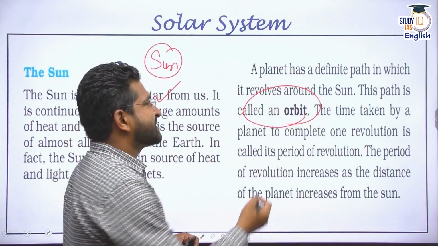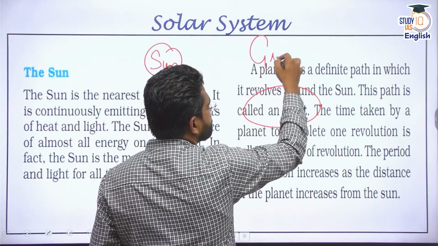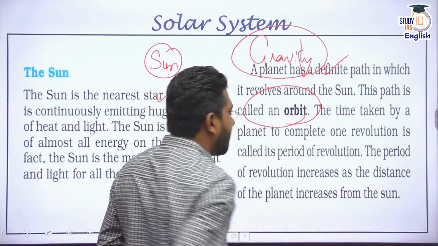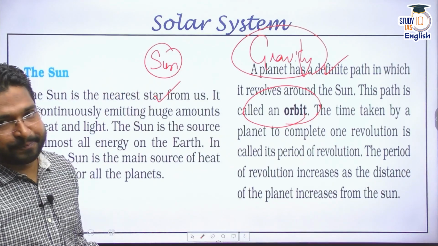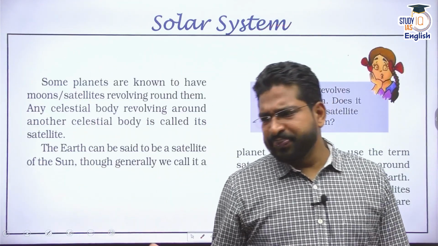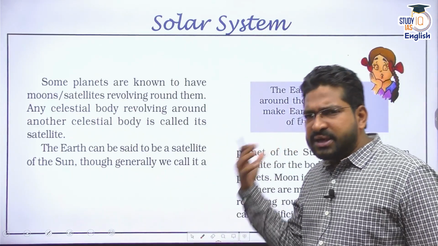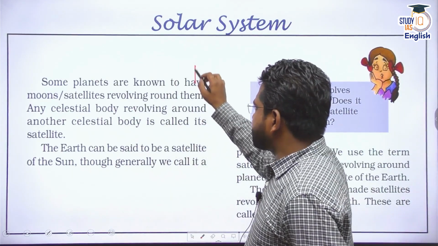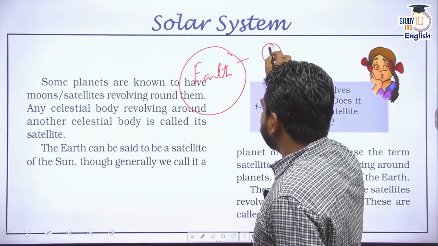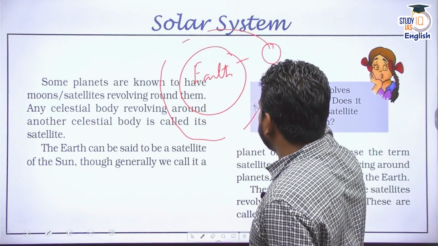Now, why is this orbit set? This orbit is set because of the gravitational force, or the gravitational interaction, between the sun and that particular planet, right? And many a times there are other celestial bodies. For example, if this is Earth, around Earth I have the moon which is revolving.